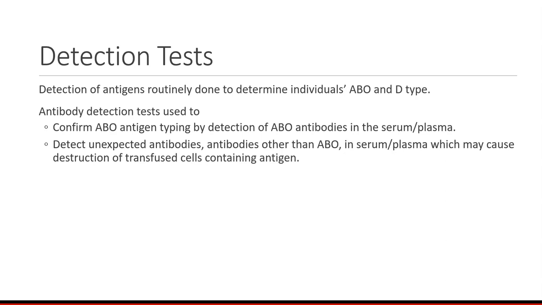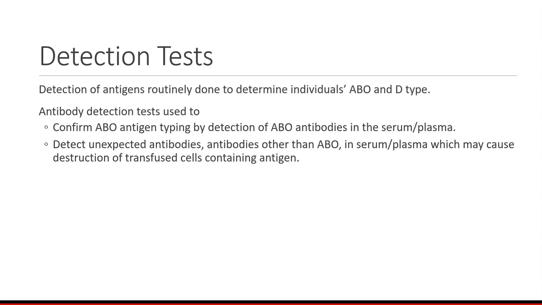So detection of antigens is routinely done to determine an individual's ABO and D type. We take known typing sera and test it against unknown cells. So we have anti-A, which will detect the A antigen, anti-B, which will detect the B antigen, and anti-D, which will detect the D antigen. So these are very easy to perform and very sensitive and specific.